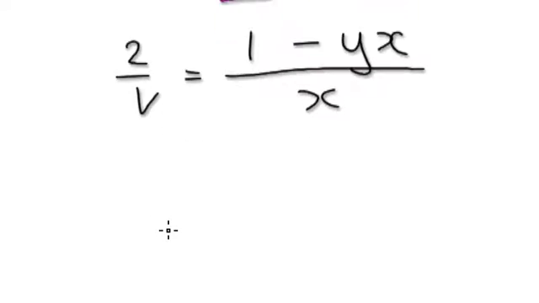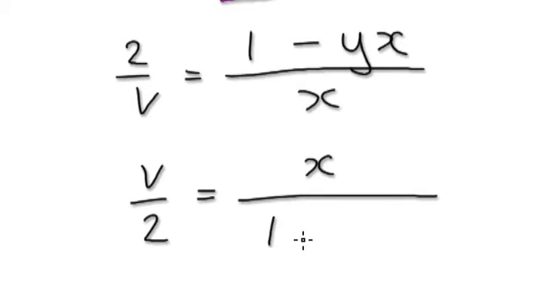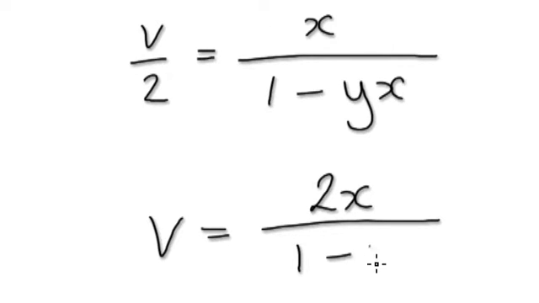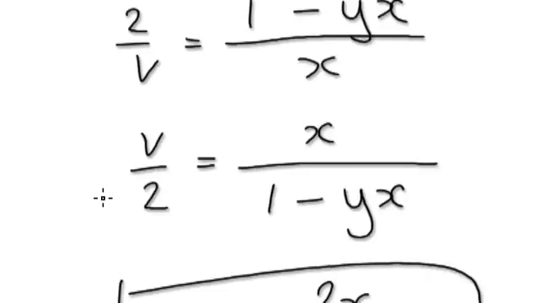Okay. Now we've only got one fraction, so take the reciprocal both sides. So on this side it will be V over 2. On this side it will be X over 1 minus YX. Okay. Now times both sides by 2. So on this side it will be V. And remember, when you times a fraction, it gets multiplied to the top. So it will be 2x over 1 minus this. Okay, so that you've just rearranged it to make V the subject.